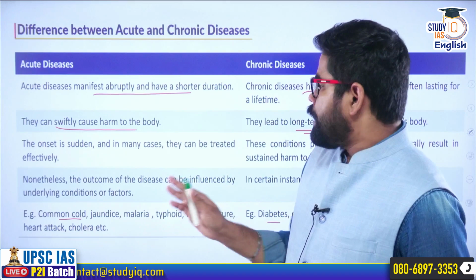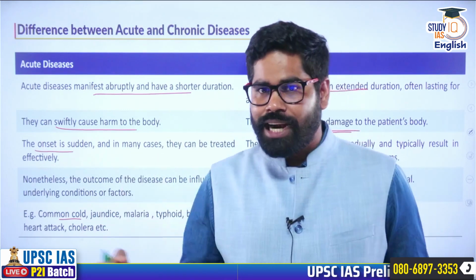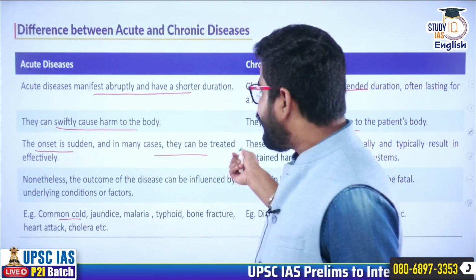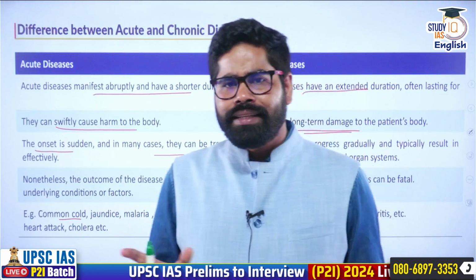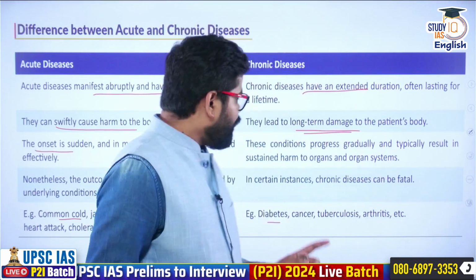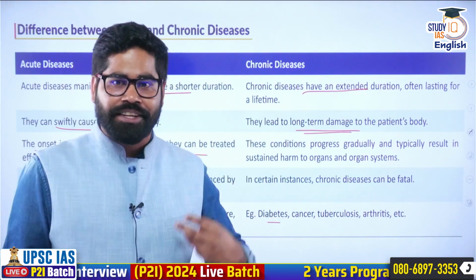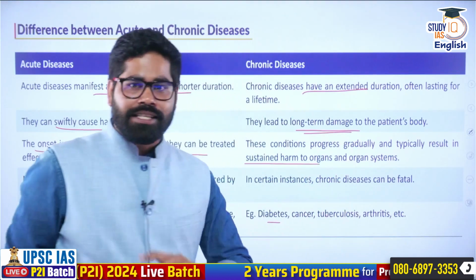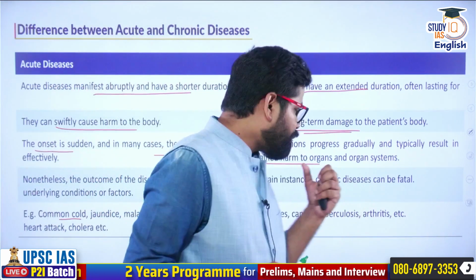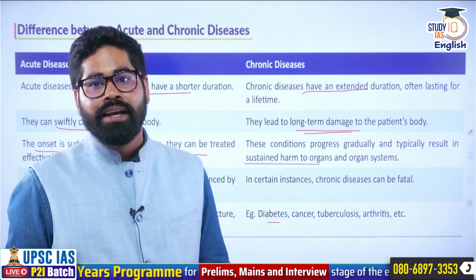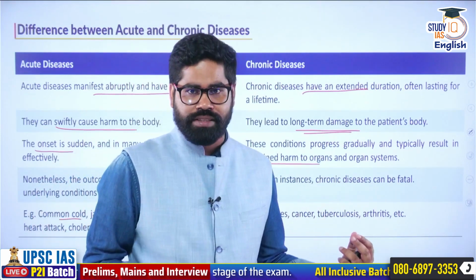In the case of acute diseases, the onset is very sudden, meaning it starts very abruptly, and in most cases they can be treated effectively. Like common cold, jaundice, malaria, and typhoid can be treated quite easily. But in chronic diseases, the problem grows gradually. It doesn't start abruptly, it goes on gradually, and it results in sustained harm to the organs and organ systems. Many times, getting out of these diseases or treating them is not that possible. Of course, people survive with it, but then they have to take various cautions.